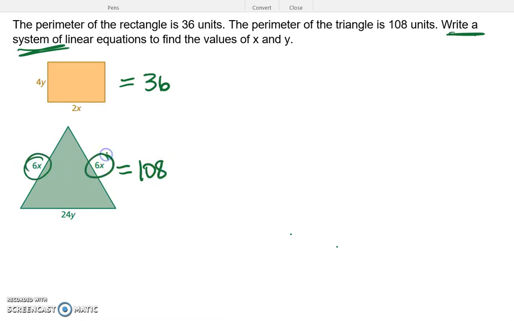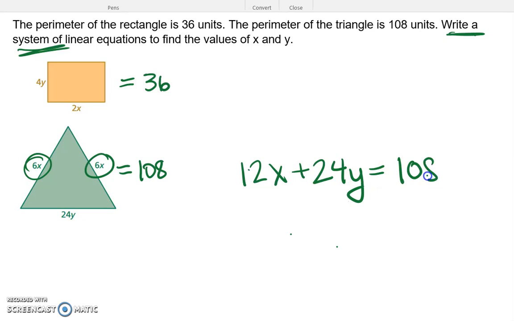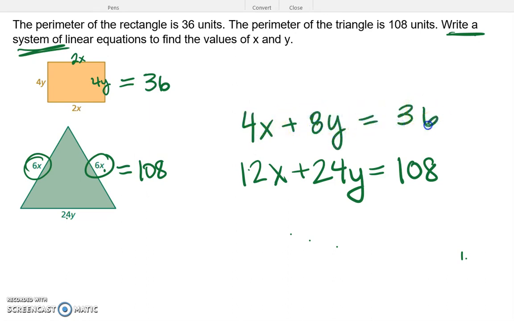So I have 6x and 6x, that's 12x, plus 24y is equal to 108. 6x and 6x is the 12x. 24y is 24y equals 108. Now be careful over here. It's talking about perimeter, but it didn't give us all the sides, so we have to do the rest of them. 2x and 2x is 4x. 4y and 4y is 8y. Perimeter is 36. Now this one is set up to eliminate, but nothing looks like it's eliminating right away.